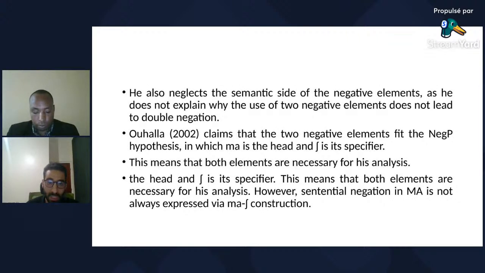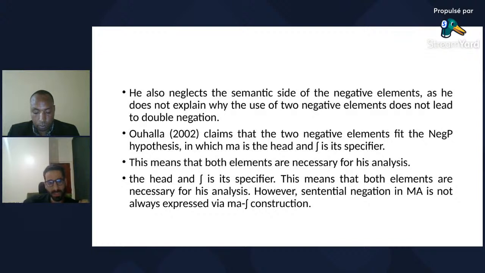He also neglects the semantic side of the negative element. He is talking about negation, but neglects the semantic side, that's a serious problem. Okay, that's a serious problem because we can't take negation out of its semantic context. Okay, so O'Hara, in addition, this is a very interesting idea.